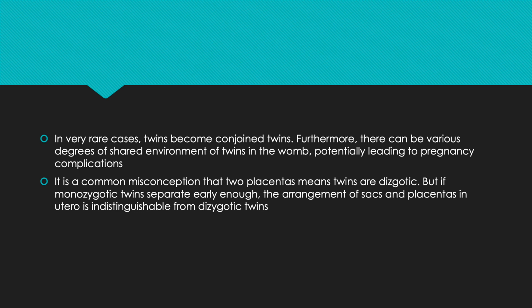In very rare cases, twins become conjoined twins. Furthermore, there can be various degrees of shared environment of twins in the womb, potentially leading to pregnancy complications. It is a common misconception that two placentas means twins are dizygote. But if monozygote twins separate early enough, the arrangement of sacs and placentas in utero is indistinguishable from dizygotic twins.